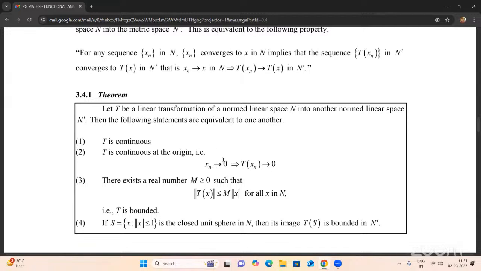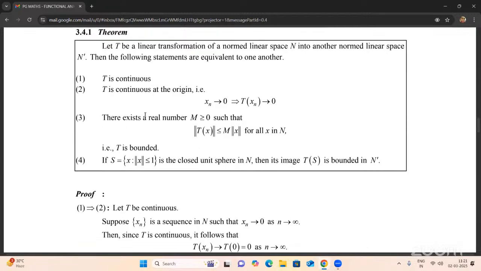So T is continuous. Now we will prove that T is continuous at the origin. Origin means xn approaches 0 in capital N, and T of xn converges to T of 0, that is the zero transformation, which is also in N dash. Another condition: from continuity at the origin, there exists a real number m greater than 0.